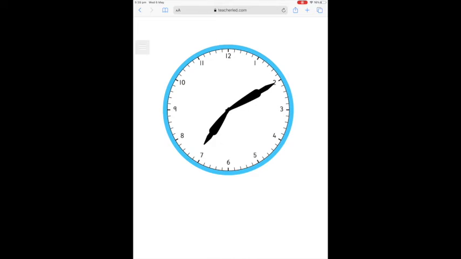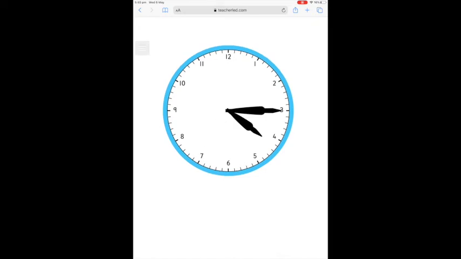Today for your activity, you have 2 clock times that you are going to show what the time will be 1 hour later. The first time is quarter past 4. In your exercise book, you will need to draw an analog clock showing this time, quarter past 4, exactly as it looks on my clock now.